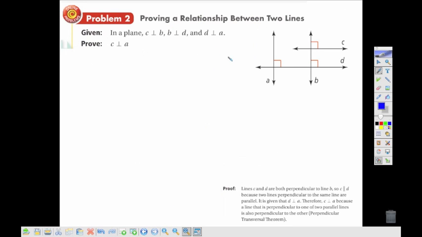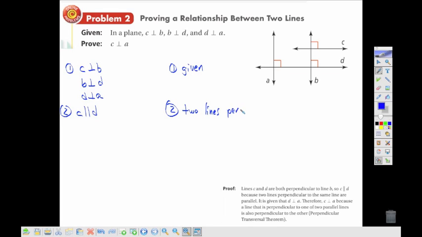If we're going to prove this relationship, then we're going to start by noting everything that we have here. Now remember, the transitive property only works for congruence. We're not allowed to do that with perpendicular, so we're going to have to connect this in another way. What we do know is that because C and D are both perpendicular to B, they have to be parallel to each other. So C is parallel to D because two lines perpendicular to the same line are parallel. Now note, they did tell us that this is happening in a plane, which is why we're allowed to do that. But we can also see in this picture that this is in a plane.